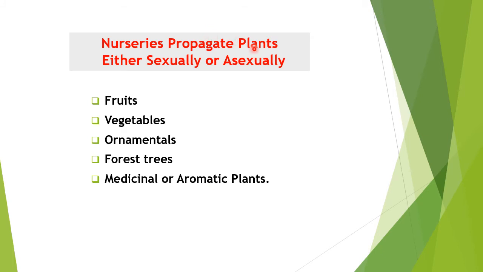Nurseries propagate plants either sexually or asexually. So that means they can be propagated either by seeds or by means of vegetative propagations. The nurseries which are being made can be for fruits, vegetables, ornamentals, or flowers, forestry, medicinal, or aromatic plants.